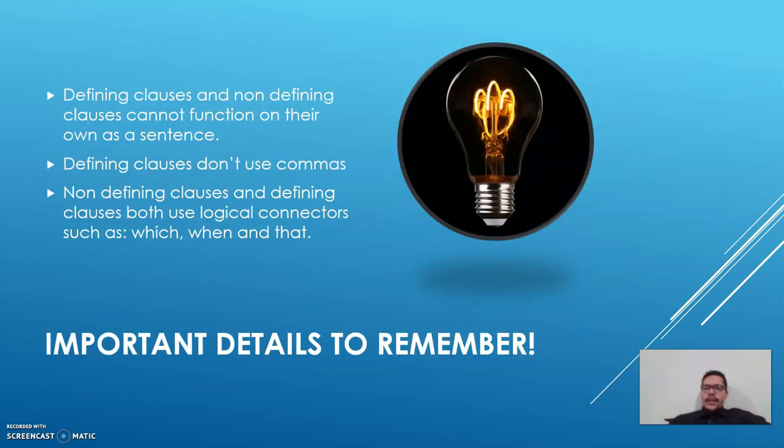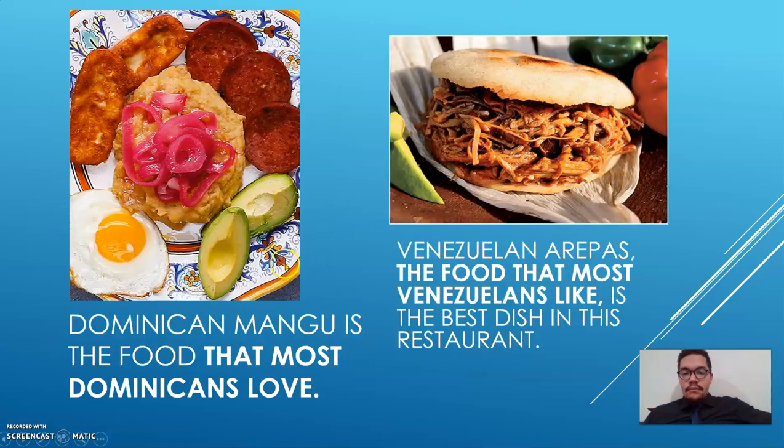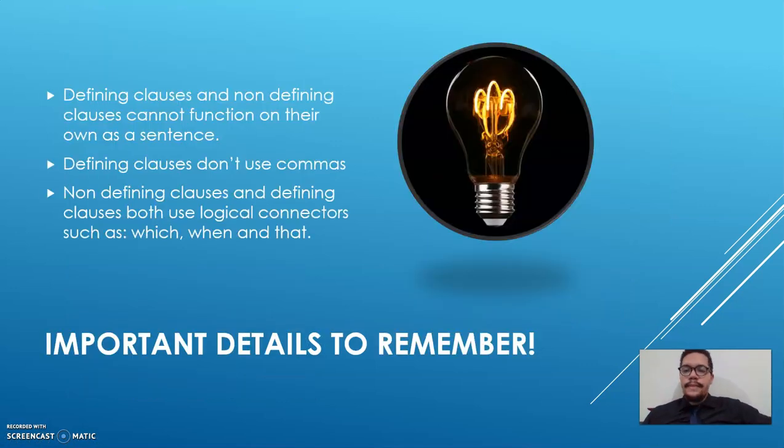So here are some important details to remember. Defining clauses and non-defining clauses cannot function on their own as a sentence. Defining clauses don't use commas, and non-defining clauses and defining clauses both use logical connectors such as which, when, and that. So remember, it is not necessarily the case that you have to use that. You could use which, you could use where, you could use who, but they are logical connectors that you're going to use when you are talking about defining and non-defining relative clauses.